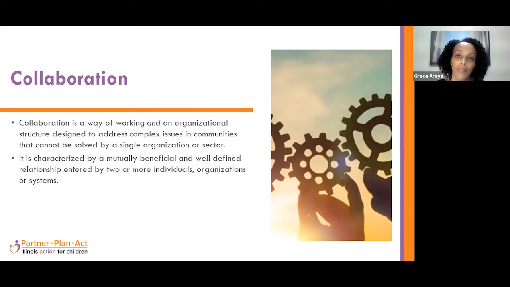So when we're talking about helping children to be prepared for kindergarten, that's not something that one entity really is responsible for, right? It's not just the school district, it's not just parents, it's the whole community coming together around that. And so you need a collaboration, that type of structure to help you achieve that. It is characterized by a mutually beneficial and well-defined relationship that's entered into by two or more individuals, organizations, or systems. And the relationship includes a mutual commitment to shared vision and goals, jointly developed structure, and clear and formalized roles for the participants, right? And where you're also sharing decision-making, because we are taking, again, collective responsibility and sharing resources, but also risks, which is important, and rewards. So that's what we mean when we say collaboration.